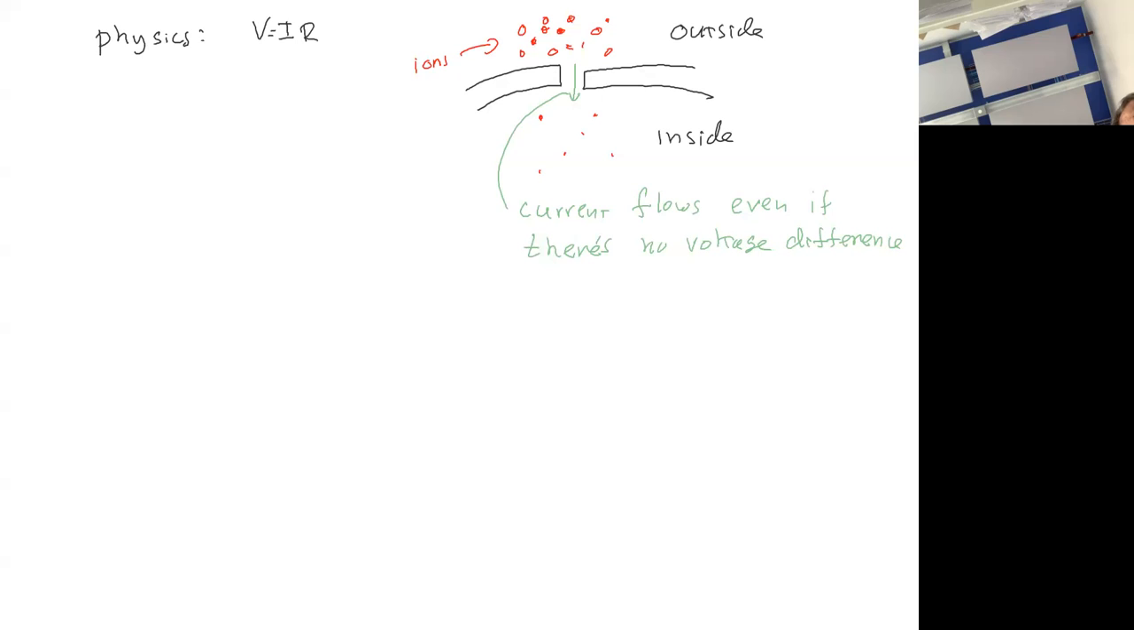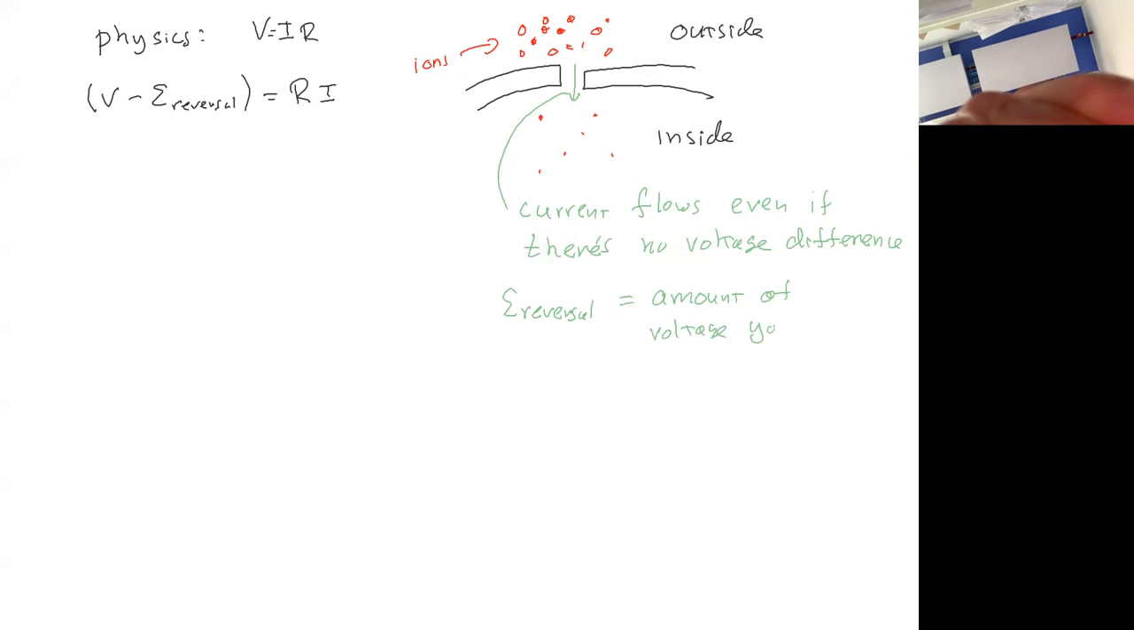And what that means is you don't have V equals IR, you have V minus E, it's called reversal potential, equals IR, call it RI, okay? And the reversal potential is the amount of voltage you need. So E reverse equals the amount of voltage you need to keep ions from flowing.